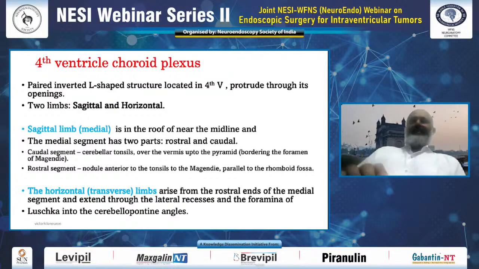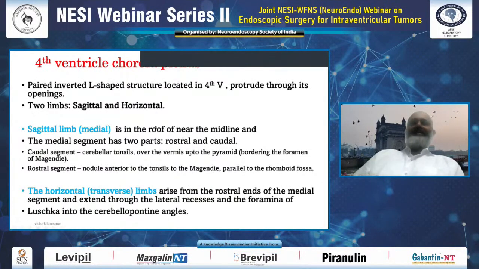Now the fourth ventricular choroid plexus is described as having an inverted L-shaped structure, which protrudes through its openings, and there are two arms to this, or two limbs, the sagittal and the horizontal. The sagittal or the medial limb is found in the roof. It is near the midline, and again this has two parts, the rostral and caudal. And the horizontal or the transverse limbs arise from the rostral ends of the medial segment and extend out of the foramen of Luschka into the CP angle.